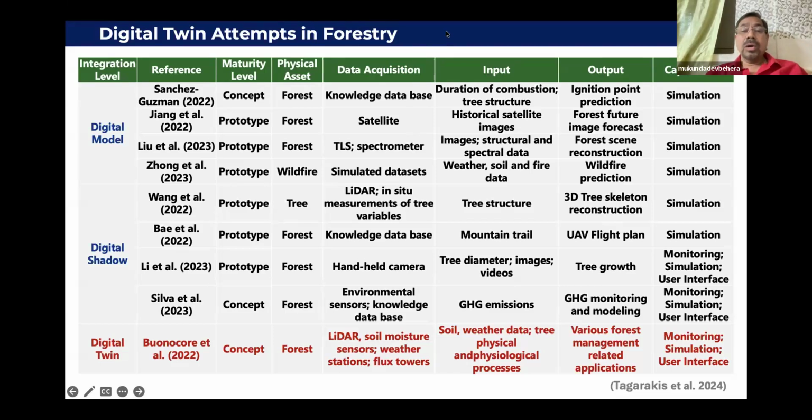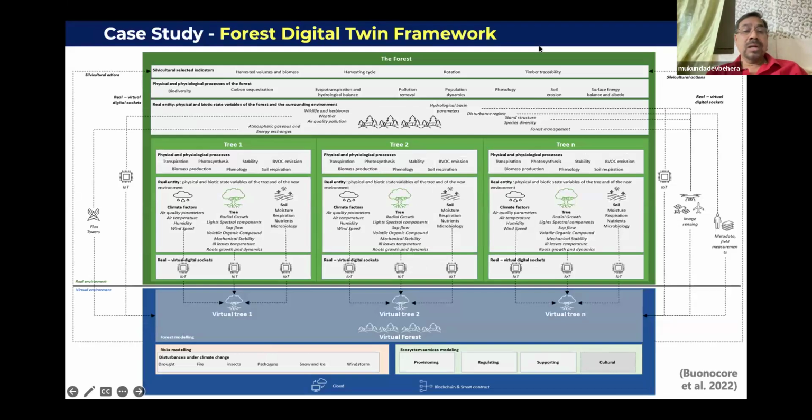So the system needs to move to a deployed stage, which needs a lot of work also. So a kind of conceptual case study in terms of forest digital twin framework. I'm not going to elaborate this, but it is taken from the Bincor et al. publication in the year 2022.